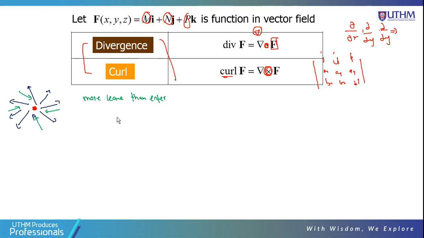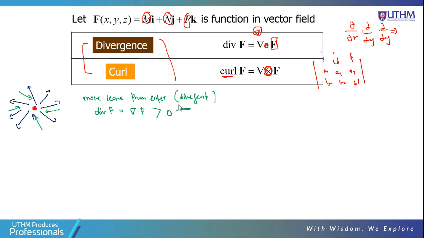If enter and leave are equal, that means divergence of F equals 0. This one we call incompressible. If divergence is more than 0, it is diverging. If it is less than 0, all the vectors are gathering at point P. So this is the mechanism of what we call the divergence.